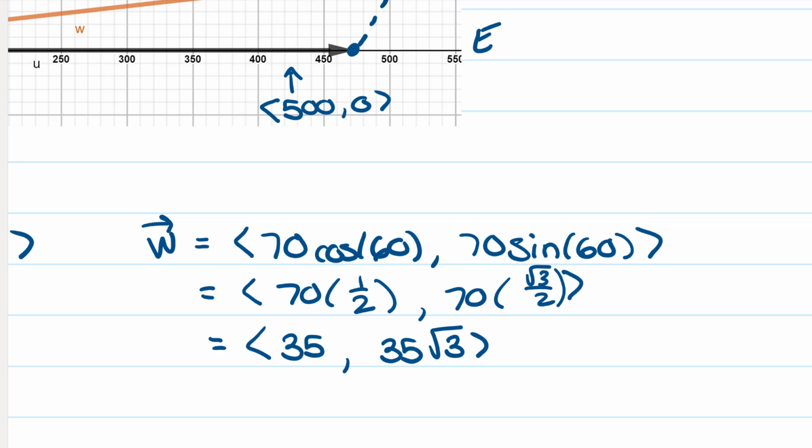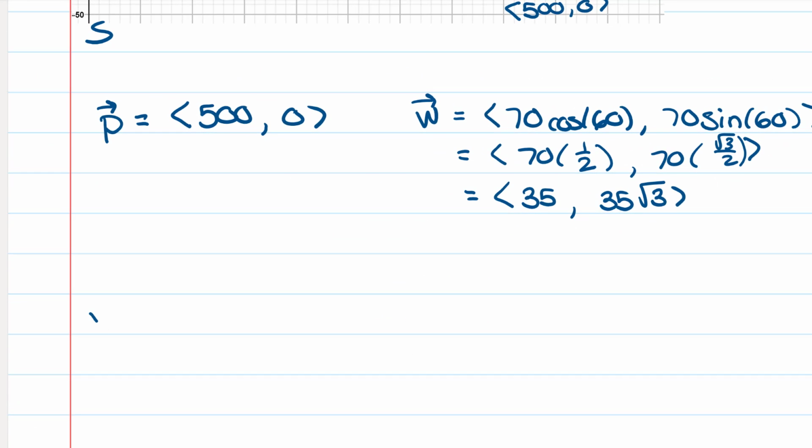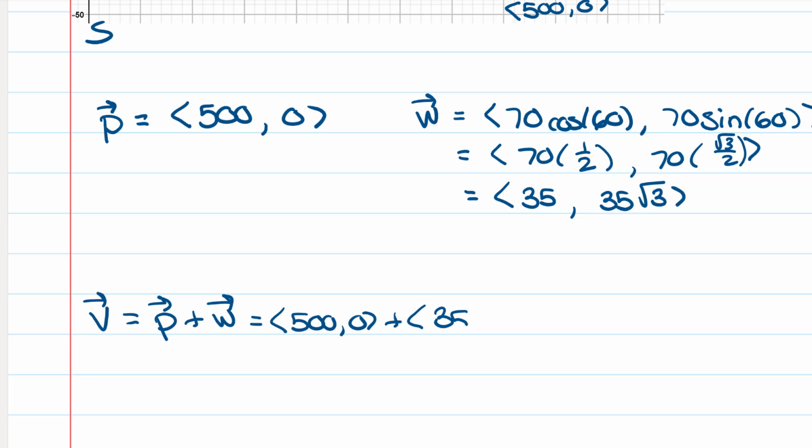Now, in order to find my brand new vector, the new path, I'll call that v, is just going to be the plane's vector plus the wind vector. So it's going to be 500, 0 plus 35, 35 radical 3. So this ends up being 535, 35 radical 3. And that is the component form of the new vector of the plane when being pushed by the wind.